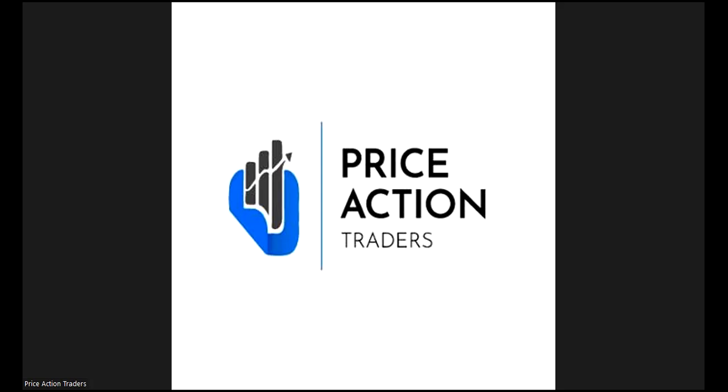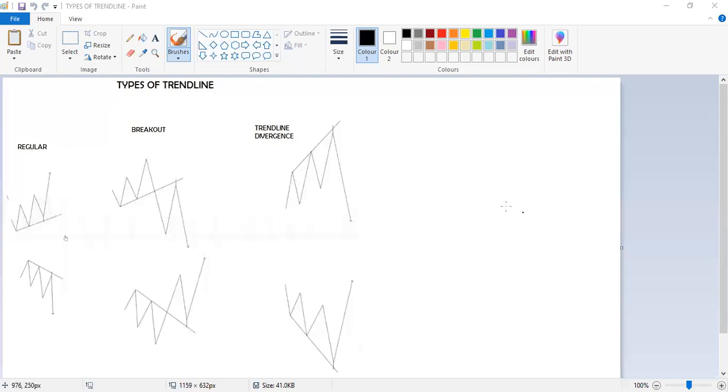Before we go, let me show you the different types of trend lines that have been discovered by the Malaysian traders. I have other ones that I've researched and brought down, but these have been consistent in the market.